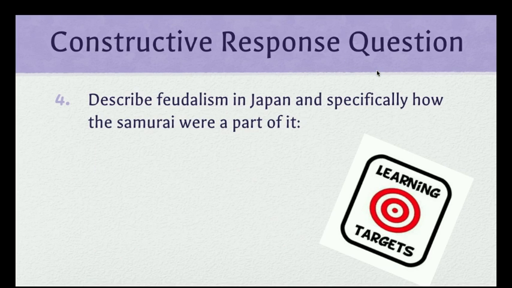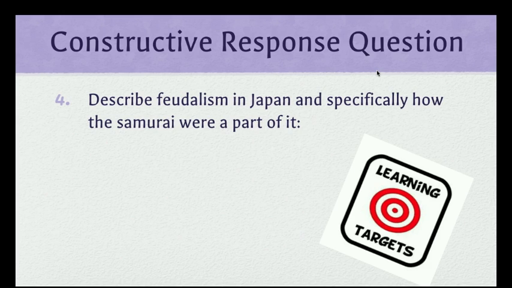So we have one constructive response question. The question says, describe feudalism in Japan, and specifically how the samurai were a part of it. So we're going to talk about what feudalism is, and we're certainly going to talk about the samurai. You're going to notice that feudalism is a political hierarchy with many different roles. So we're not only going to list those roles, but we are going to focus on how the samurai really were a unique part of it.